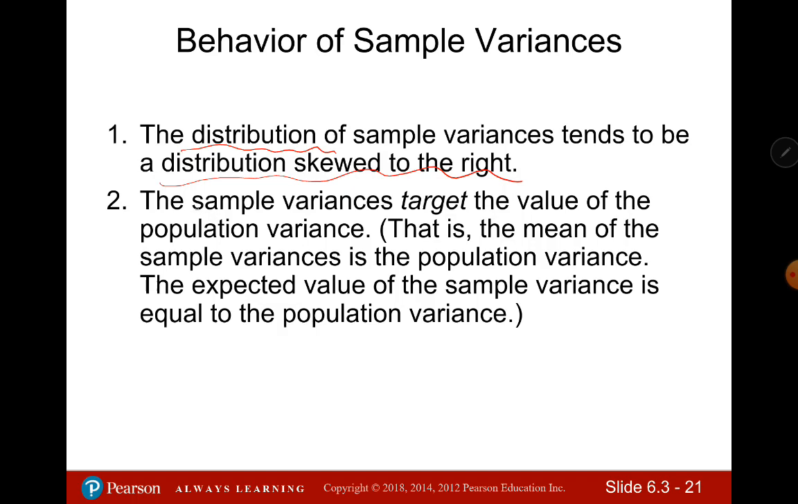And the variance targets the population variance, or we would say the expected value, the mean of all the variances, is just the population variance. So the mean, or another way we say the expected value, of all the S squared sample variances is equal to sigma squared, the population variance. So the first rule is different, but the second rule for variance is just the same as the previous two statistics.